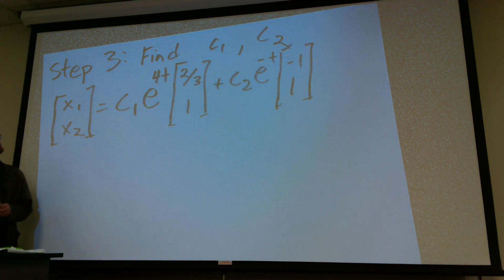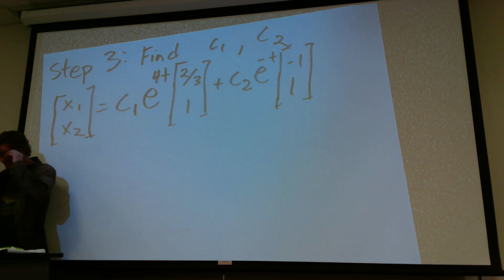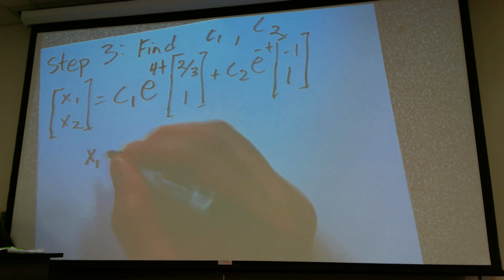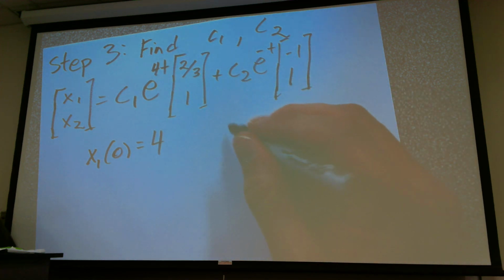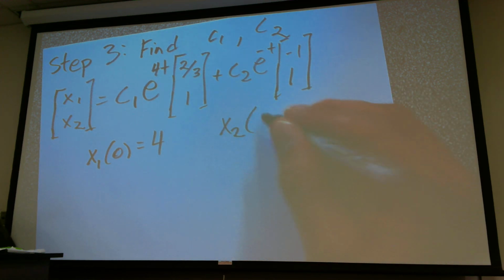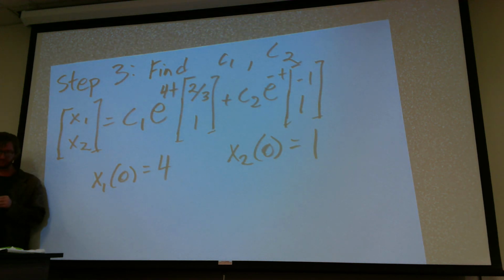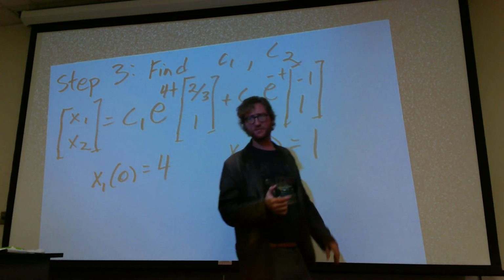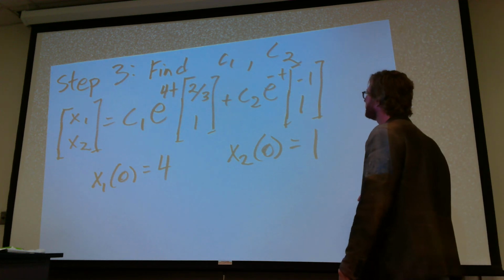Okay. So let's go back to the initial conditions of our problems. X1 of 0 is going to equal 4, and x2 of 0 is going to equal 1. All right. Now, when we plug 0 into this, the exponential functions just disappear because e to the 0 is just 1. Right?